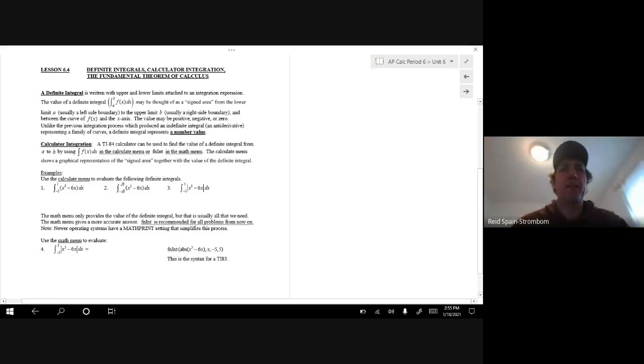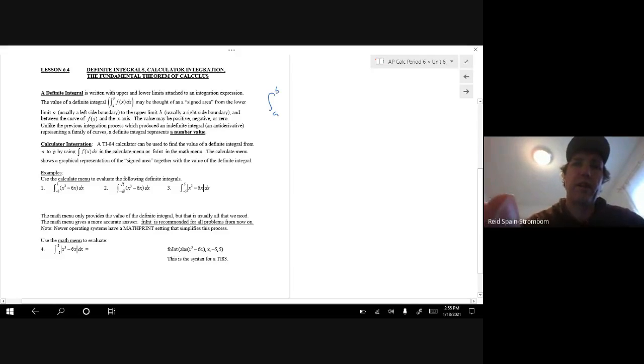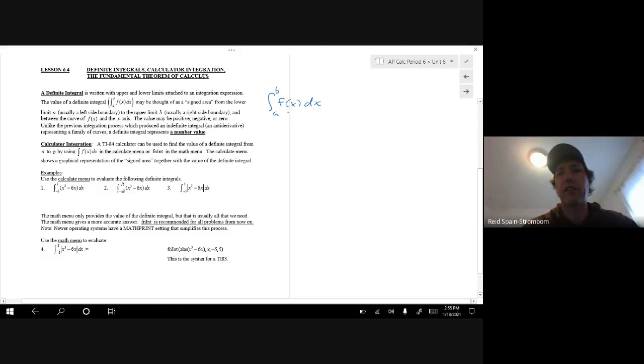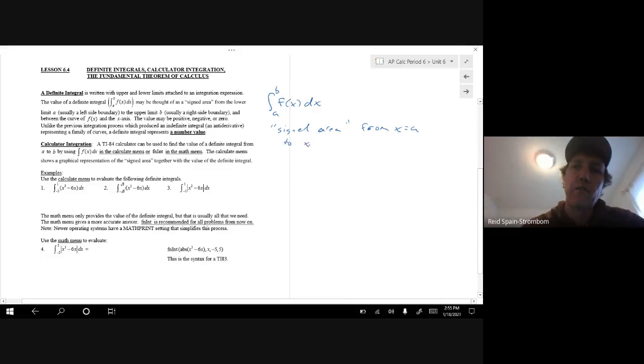So a definite integral we call an integral that is written with bounds. So if I have something like from a to b, and here we have f of x dx, this is a definite integral because we have bounds. And what this is really saying is this is going to be the, we'll say, signed area. We'll talk about that in a second, from x equals a to x equals b. Okay, so this is actually how you're going to find the exact area under a curve.